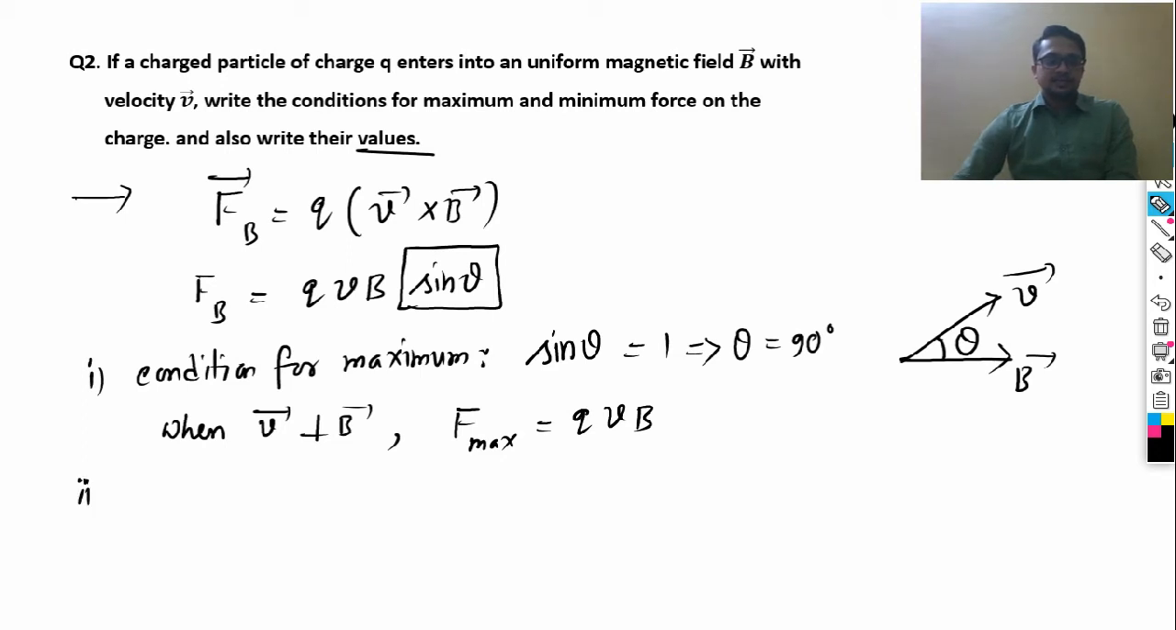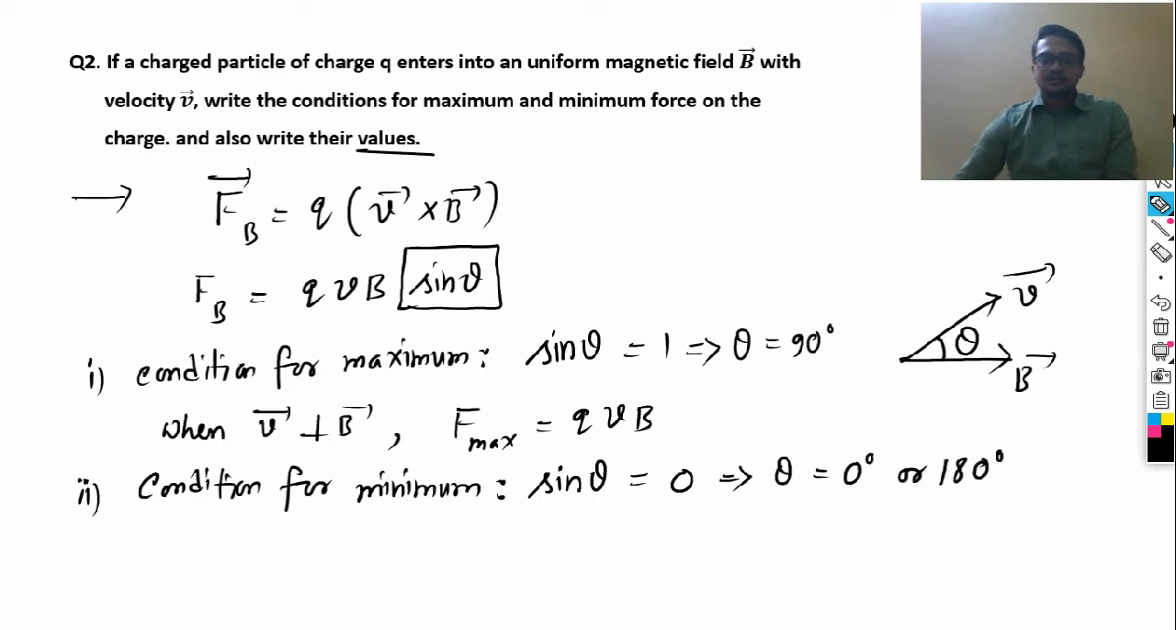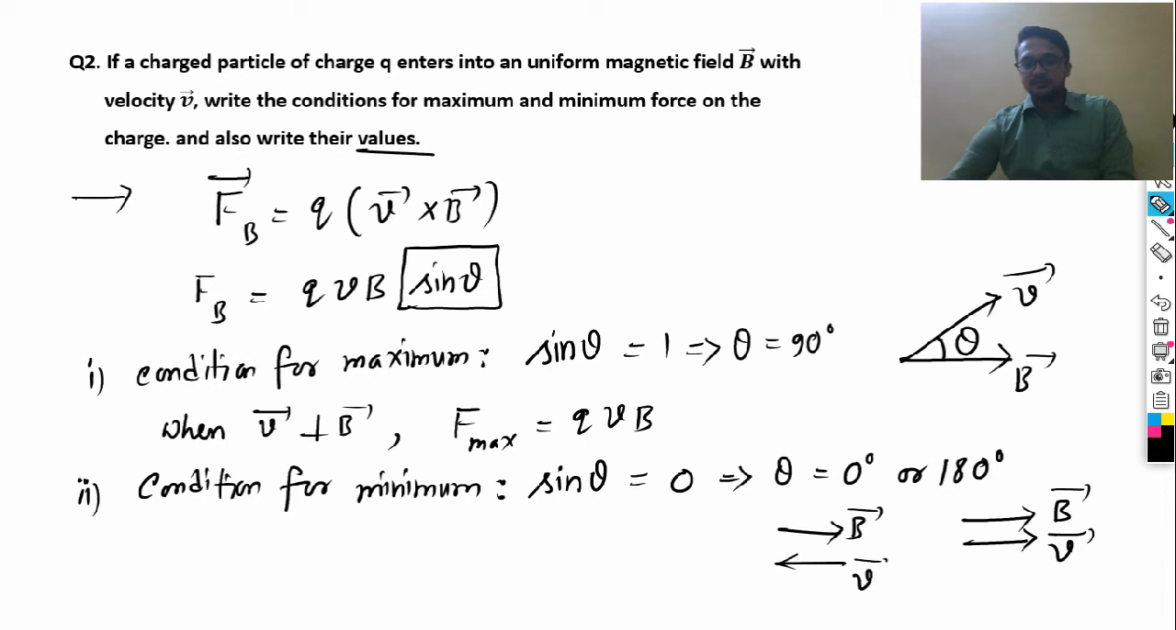Come to the second thing, that is minimum. Condition for minimum, again sin theta. What is the minimum value of sin theta? The minimum value of sin theta is 0. That means theta will be 0 degree or 180 degree. So 0 degree means if this is b, this will be v, parallel. And 180 degree means if this is b, this will be v in the opposite direction.